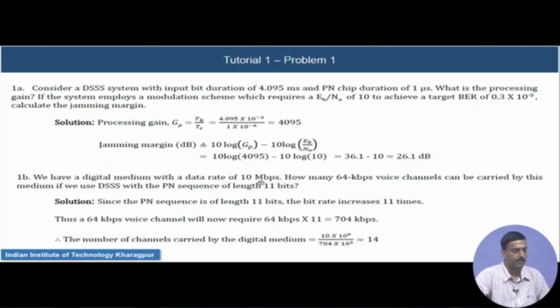Therefore, if the medium has a data rate of 10 Mbps, and if we have a voice channel which now requires a communication rate of 704 kbps, then dividing the two quantities, we can see that 14 channels can be supported by this particular system.